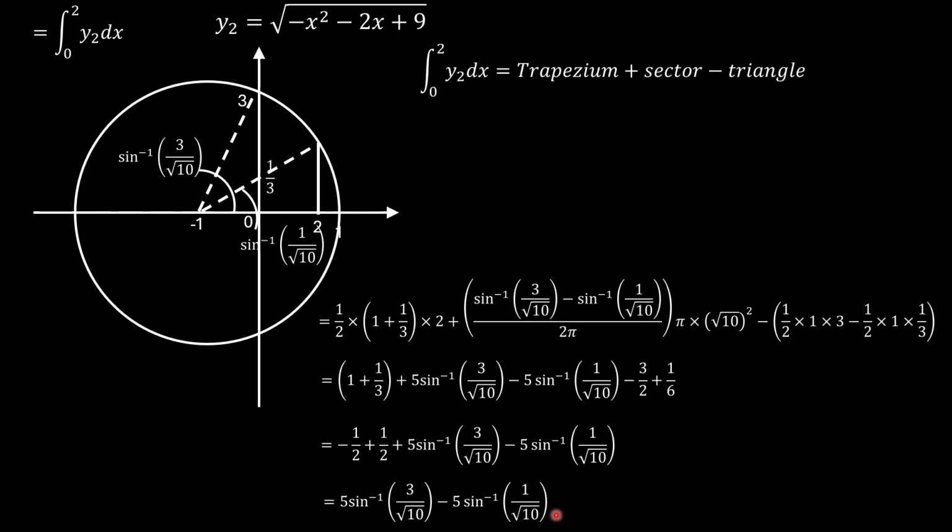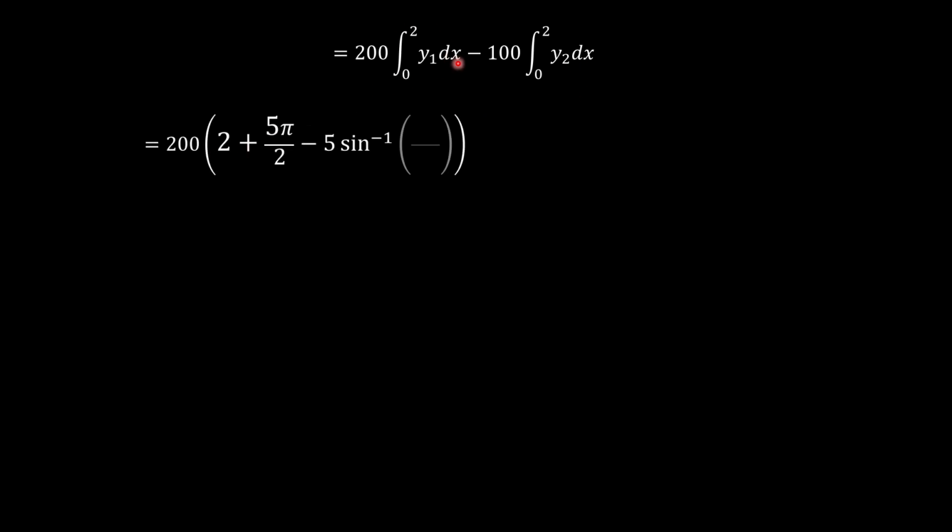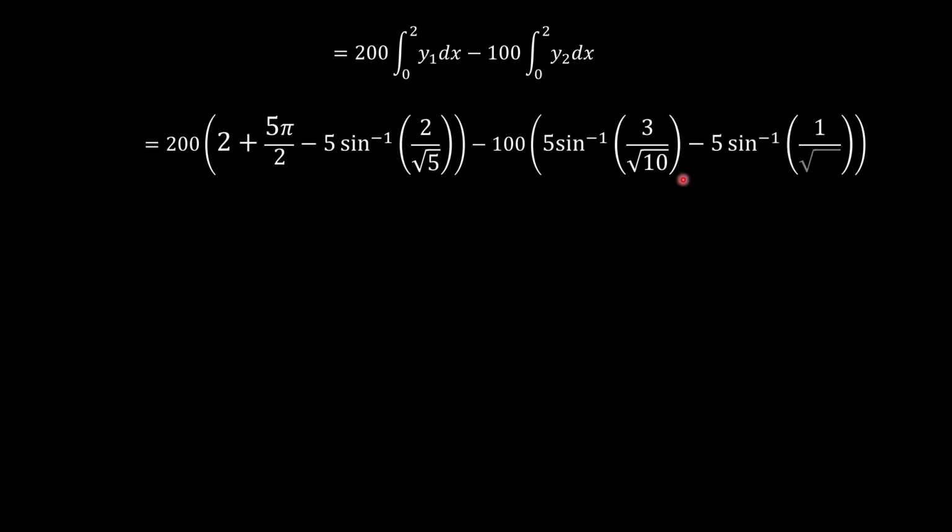So now we have to combine things together. Our problem was 200 times the first area minus 100 times the second area. And so the first integral was 2 plus 5 pi over 2 minus 5 arcsine 2 over root 5, minus 100 times 5 arcsine 3 over root 10 minus 5 arcsine 1 over root 10.